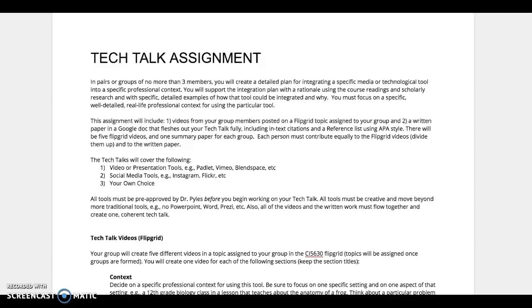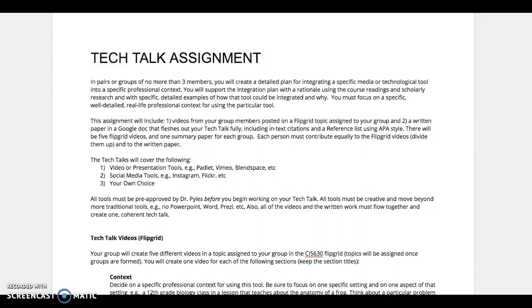The point, though, is to be very, very detailed in your professional context and to narrow it down, and then to describe it fully with plenty of details, and then also to integrate that technology very, very well into whatever it is that you're trying to do in that context. So it really is about being very thorough in no matter what you choose to do. And so that's the way to think about it.